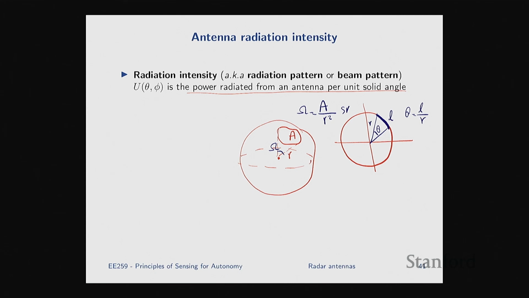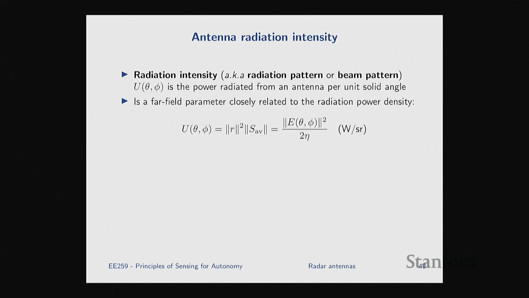So U of theta and phi is basically the power radiated from an antenna per unit solid angle. So if you look at a small area with a unit solid angle of 1 steradian, how much power is radiating out? Okay, very easy to calculate. Why? Because we already have our Poynting vector S, which, remember, gives us power in watts per meter squared, right?